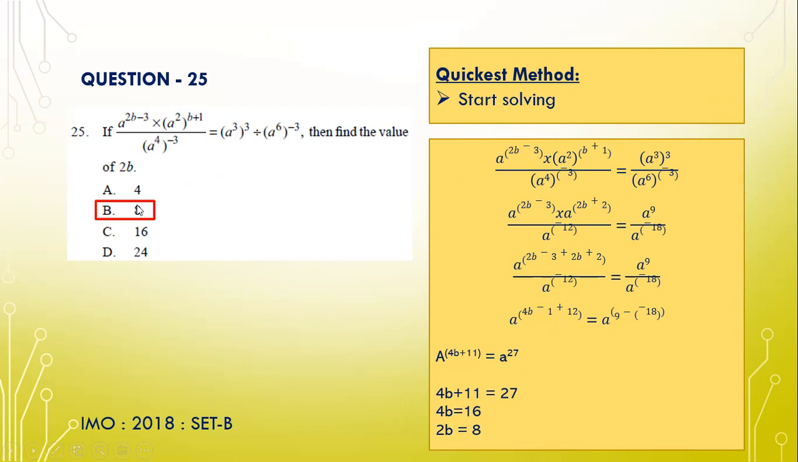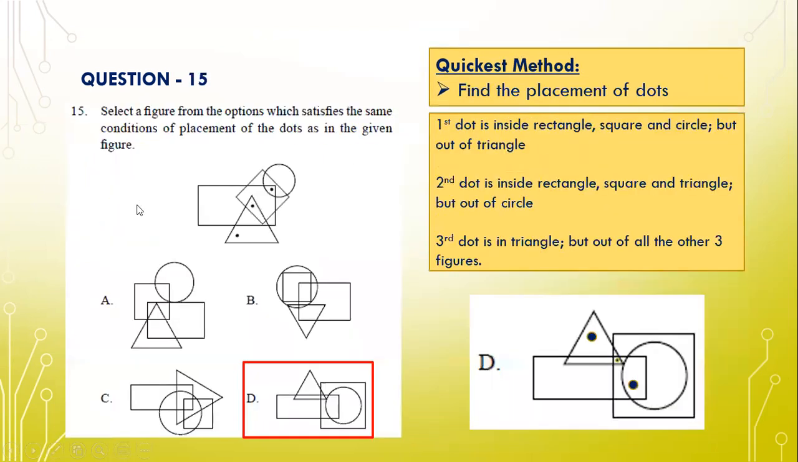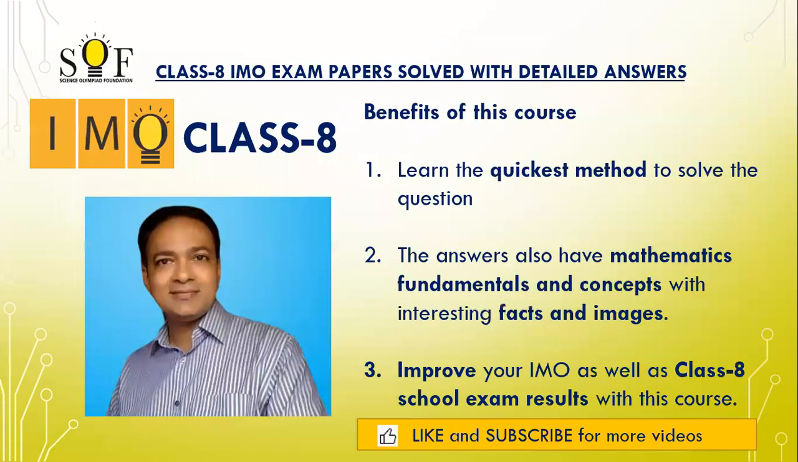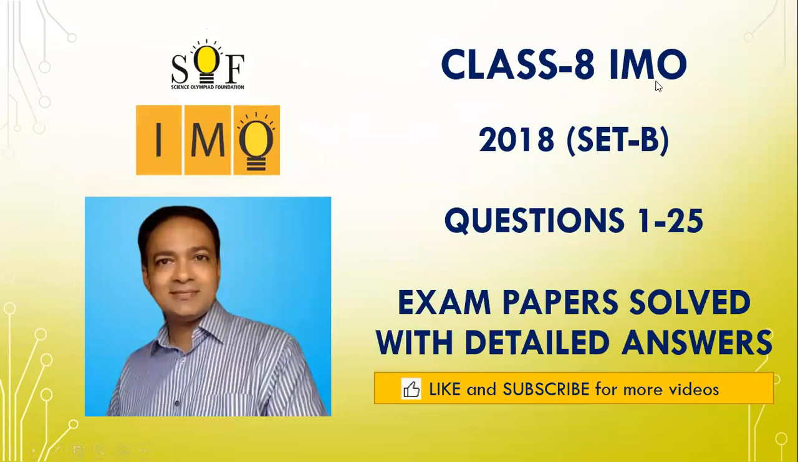So with this, we have come to the end of the exam paper of the Class 8 IMO paper 2018 set B, first 25 questions.